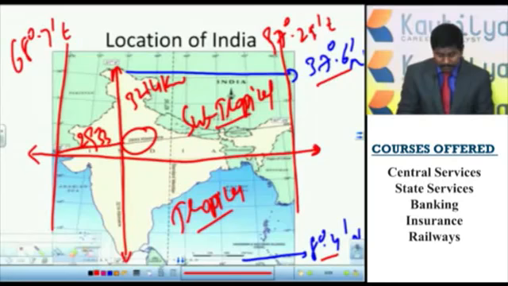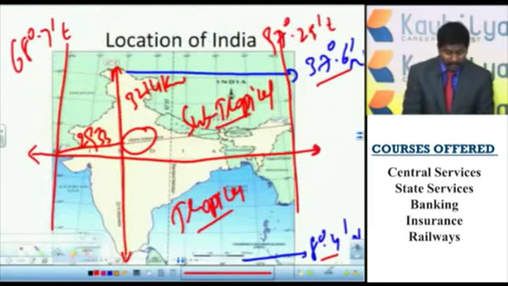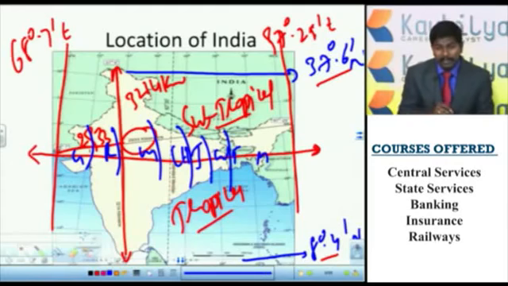Now remember the states which the Tropic of Cancer passes through. First Gujarat, some part of Rajasthan, some part of Madhya Pradesh, some part of Chhattisgarh, some part of Jharkhand, some part of West Bengal, some part of Tripura and some part of Meghalaya. So the Tropic of Cancer in India passes through 8 states: Gujarat, Rajasthan, Madhya Pradesh, Chhattisgarh, Jharkhand, West Bengal, Tripura and Meghalaya.